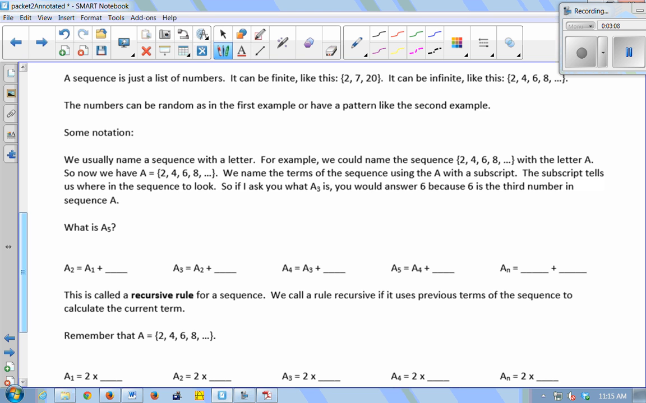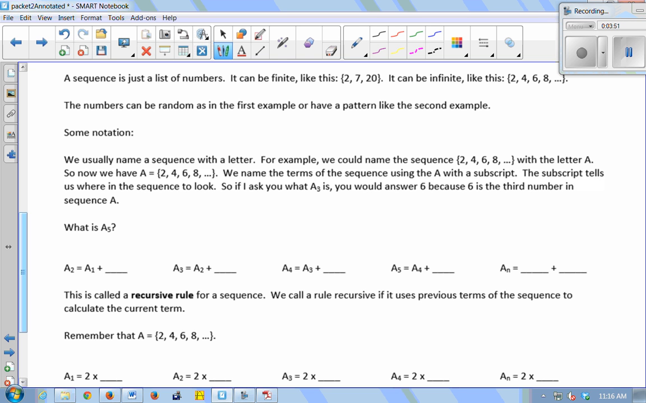And we name the terms of the sequence. Each specific number in the sequence is called a term of the sequence, and we name them using a subscript. The subscript is like a little number in the lower right, looks like an exponent but down instead. The subscript tells us where in the sequence to look. So it's like the address of the number. So if I ask you what A3 is, A sub 3, you would answer 6 because 6 is the third number in the sequence. So A sub 3, 3 is like the address, and 6 is the number that lives there.